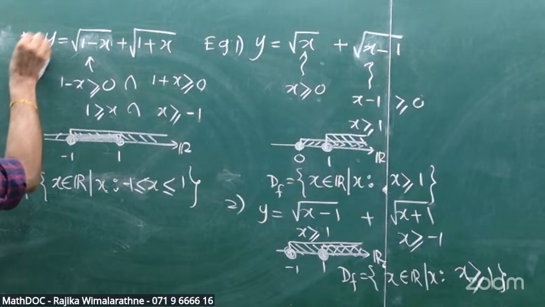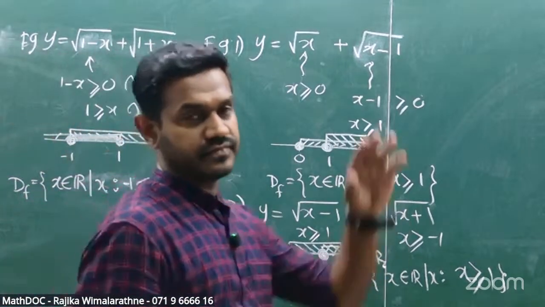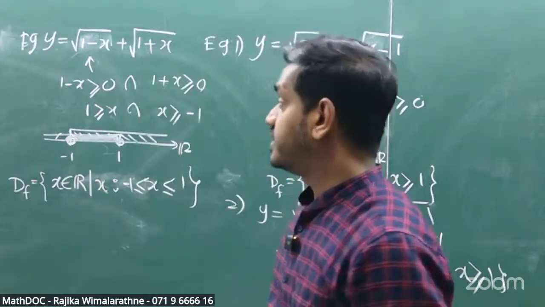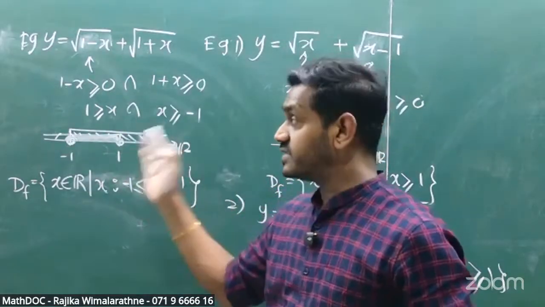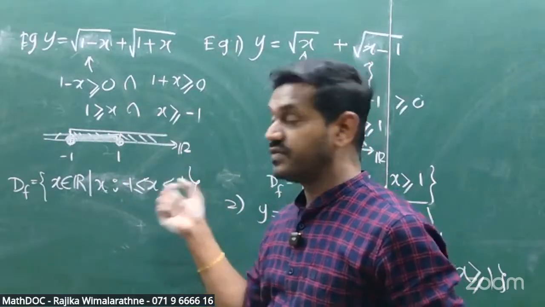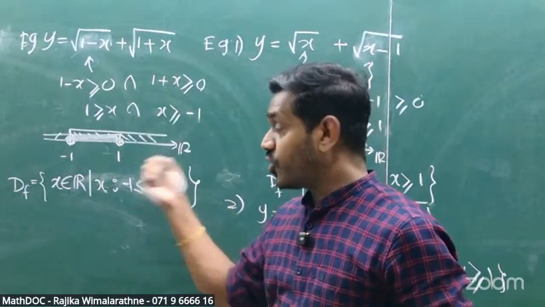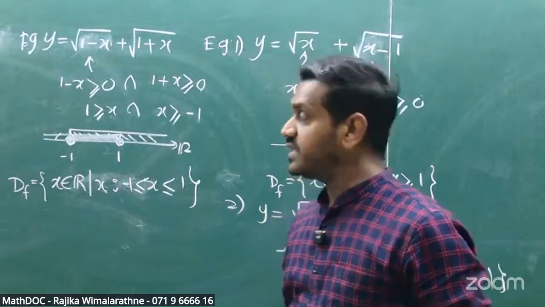Okay, take this example, same procedure. We think about the same procedure, but here we have two functions, that is combined functions. Therefore, one by one we have to think. Thereafter, get the common region. Okay, complete.